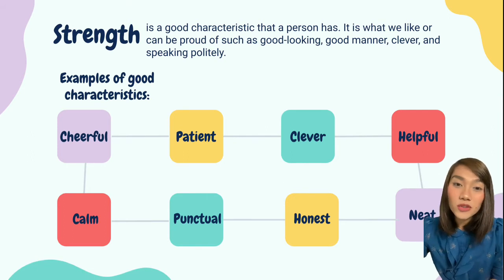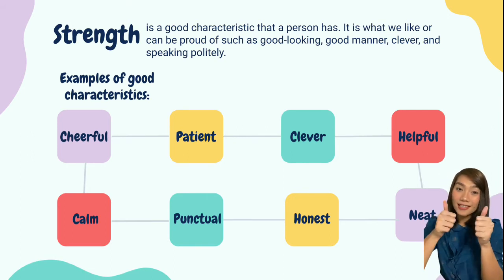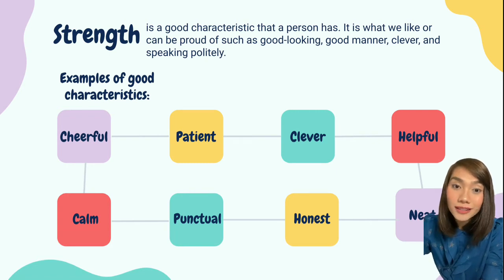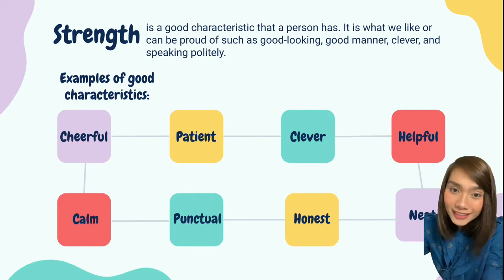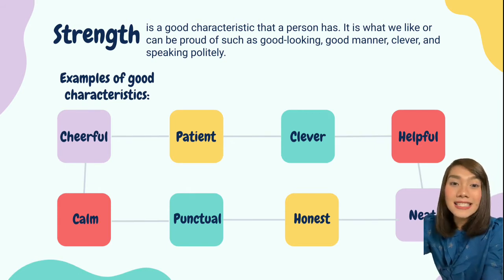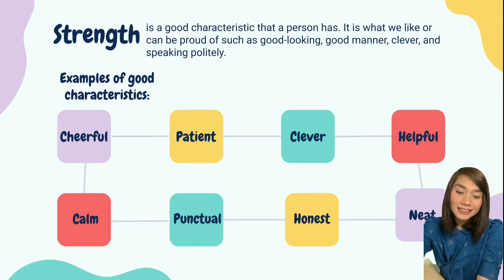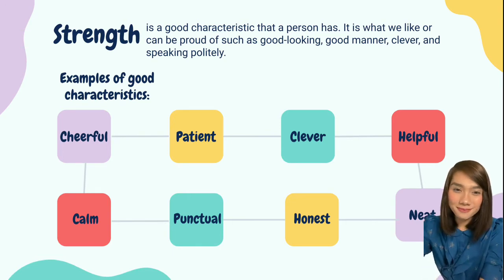Next, how about punctual? That's right. As a student, it is a must and is really important to be punctual all the time. It means that you always go to school early. Before the class starts, you should be at school already, okay? Be punctual. Next, honest. That's good.